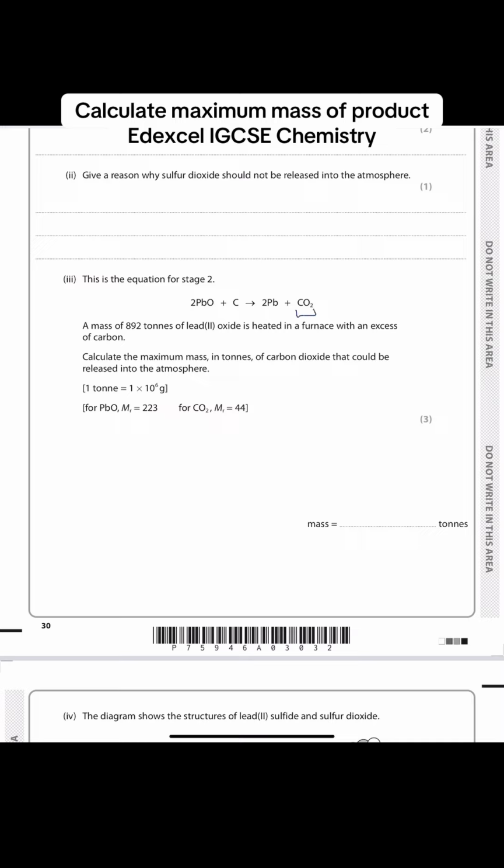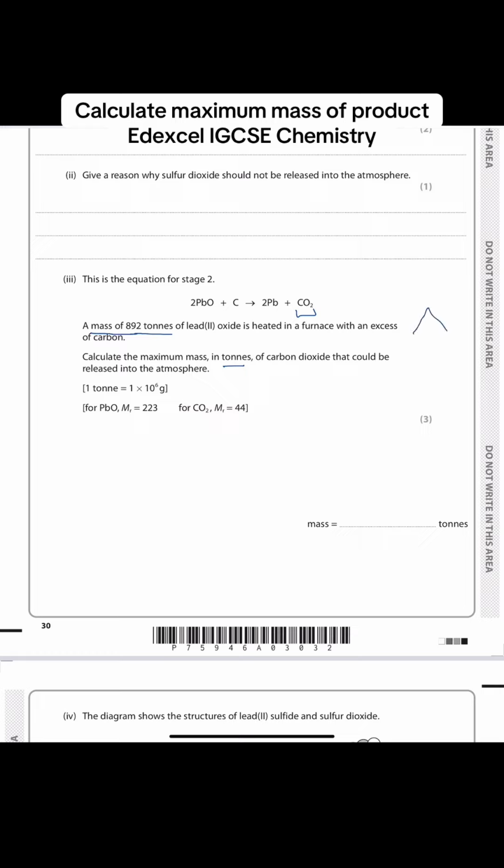In this question, they provided you with the mass of lead oxide, which is 892 tons, and they want you to calculate the maximum mass, in tons as well, of carbon dioxide that could be released into the atmosphere. We need to convert all the masses into moles.